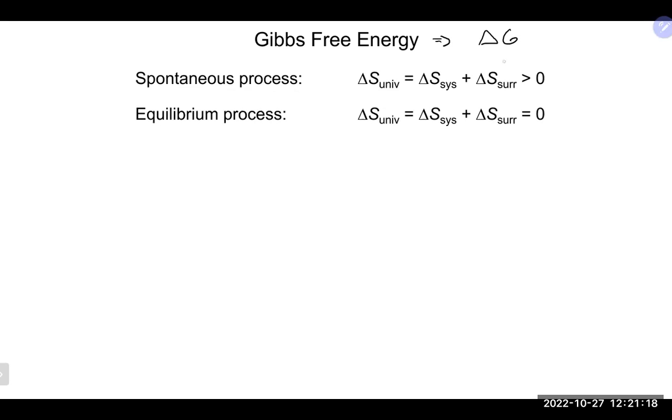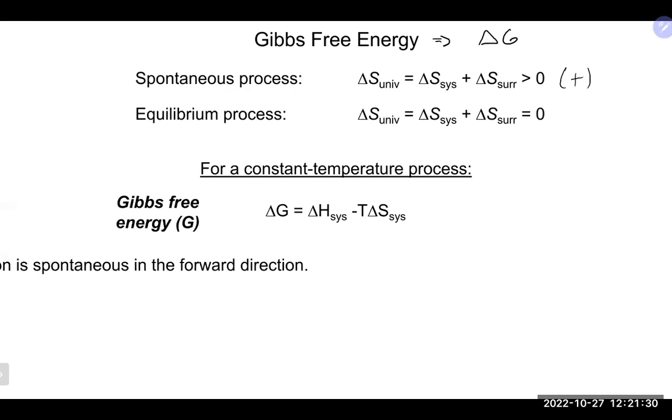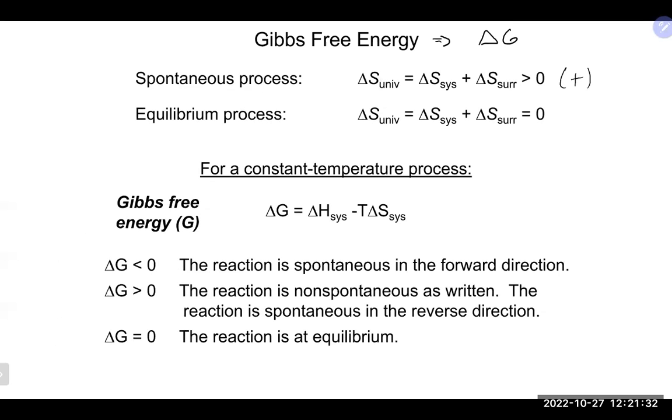So as we just saw and just talked about, for the spontaneous process, if the delta S of the universe is a positive number, it's spontaneous. If it's equal to 0, it will be at equilibrium. So under constant temperature processes here, we can calculate the delta G. We're actually going to see a number of different ways to calculate the delta G. This is one way, where the delta G is equal to the delta H minus T delta S.